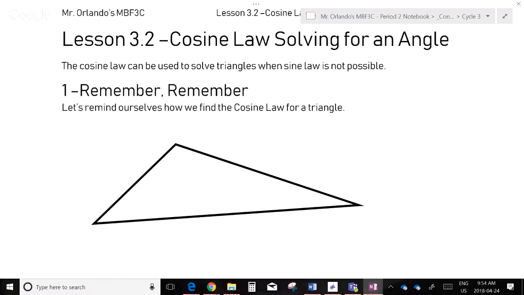Okay, so we're going to call this A. We're going to call this, did I say B? And that's C. Okay, so that's our triangle.